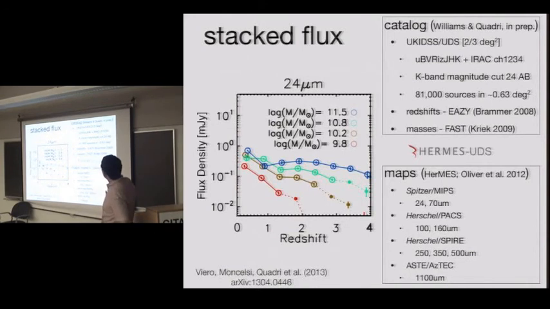We use the catalog from the UDS, 2/3 of a square degree. We have optical and near infrared, and we select by K-band magnitude. So we're doing basically a mass selection. We have 80,000 sources in this 2/3 of a square degree. We measure photometric redshifts, not spectroscopic, because it's a huge catalog, and masses with FAST. We do them both with SED fitting. And then we stack them not only on Spire, but we're stacking from Spitzer at 24 microns all the way to 1.1 millimeters with Aztec.